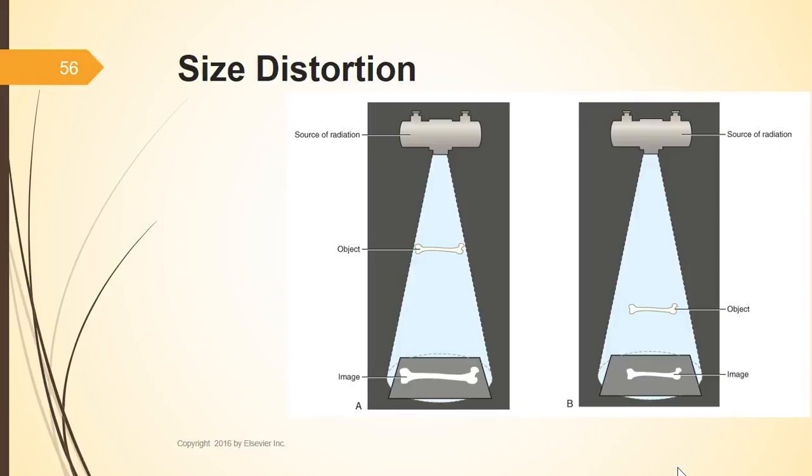When distance is created between the area of interest and the IR, the diverging beam records the anatomic part with increased size distortion. So this is at a 90-degree angle and the object is at 90 degrees. But see how far here? It looks like it's a big femur bone. Down here it looks closer to normal because there's less object to image receptor distance. So you want that part as close to the IR as possible.